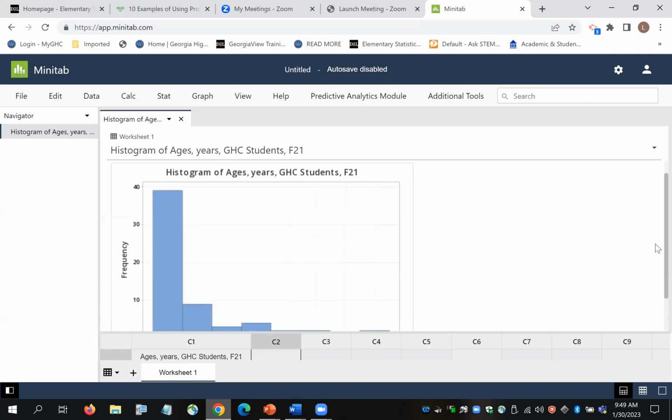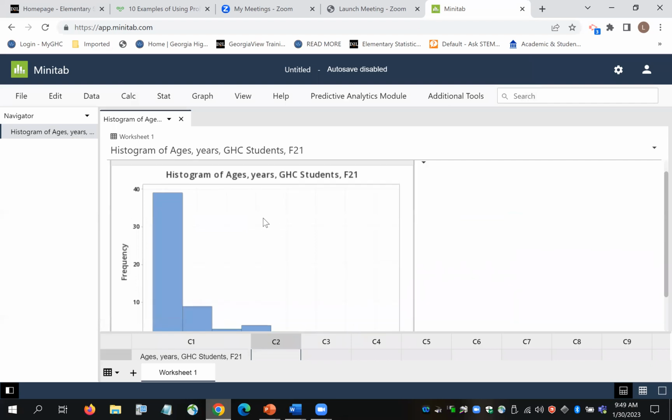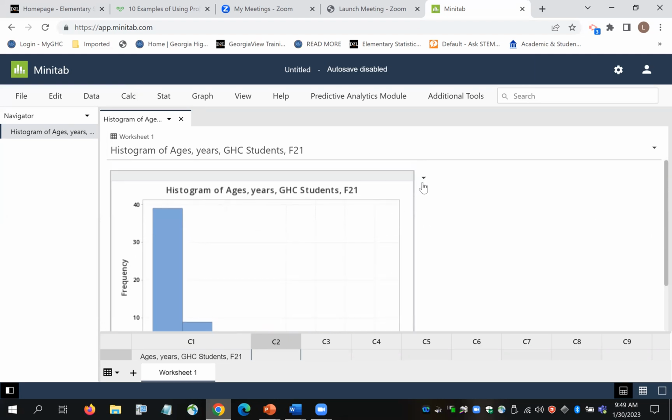Now, a couple of things that I pointed out to you the other day. You do need to make sure that your title is descriptive and detailed. To update your title, you select the graph by clicking on the graph, and then you use the triangle in the upper right hand corner to choose graph options.